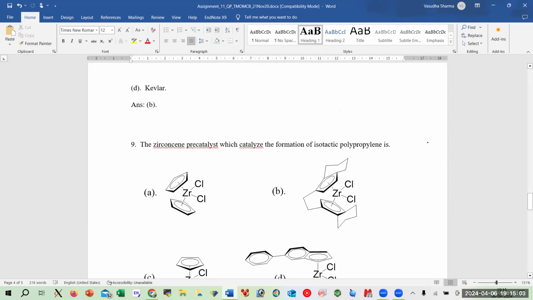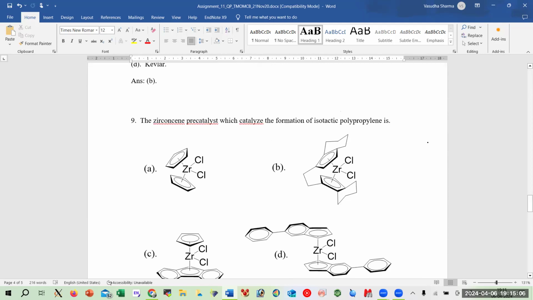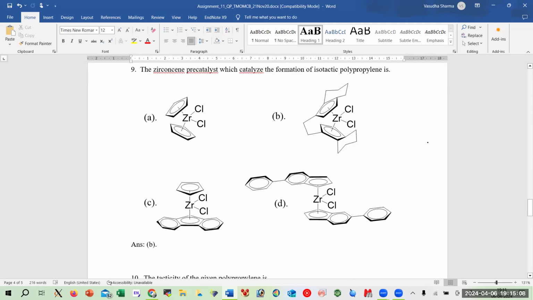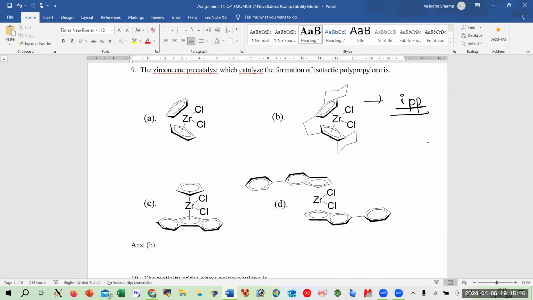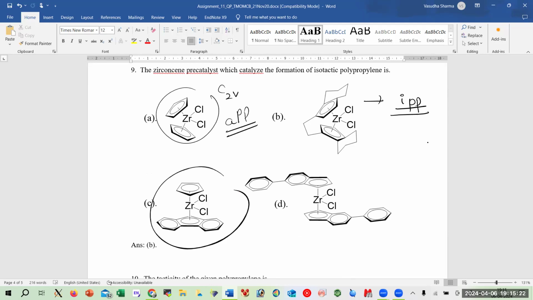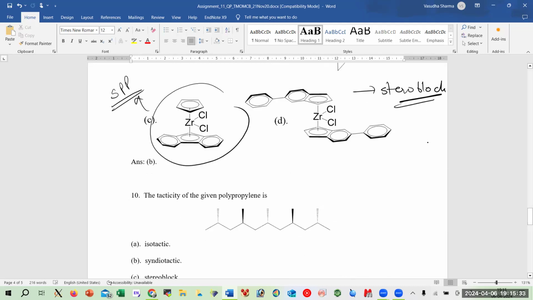The zirconocene catalyst which catalyzes the isotactic, that is very straightforward. We have already seen so many times, it is a repetitive question. So this gives you the isotactic polypropylene. This is having C2V symmetry. It gives you atactic polypropylene. This one basically gives you the syndiotactic polypropylene. And this, because of the trans and cis configuration, gives you a stereo block. So this is a very important question. B is the right option.